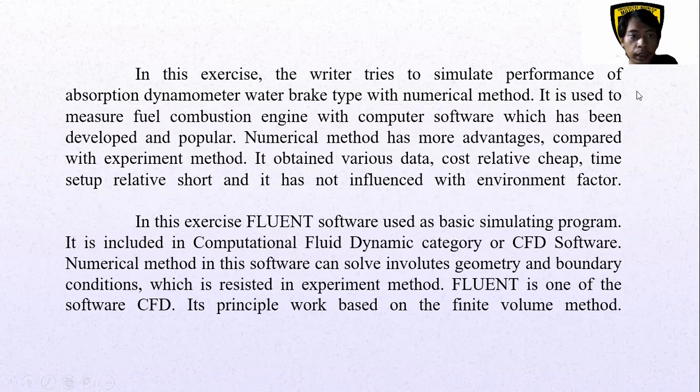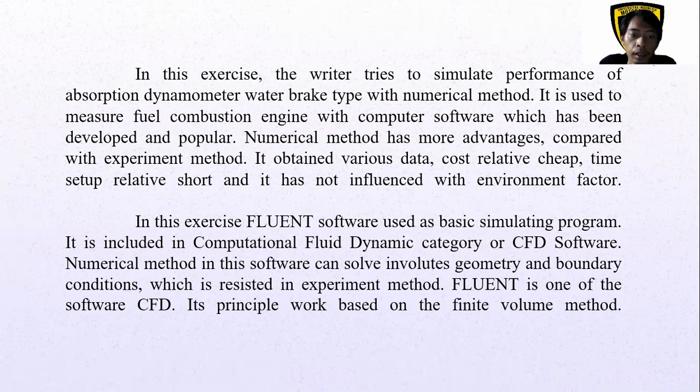In this exercise, the writer tries to simulate the performance of an absorption dynamometer, water brake type, with a numerical method. It is used to measure a fuel combustion engine with computer software which has been developed and is popular. The numerical method has more advantages compared with the experimental method. It obtains various data, cost is relatively cheap, setup time is relatively short, and it is not influenced by environmental factors.